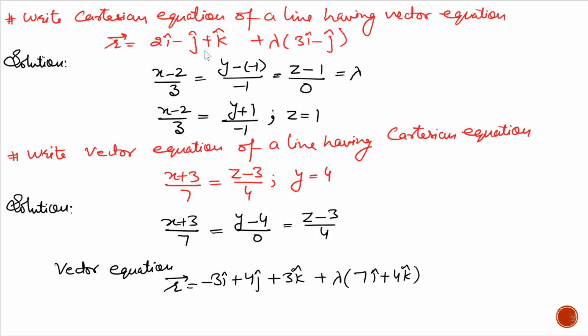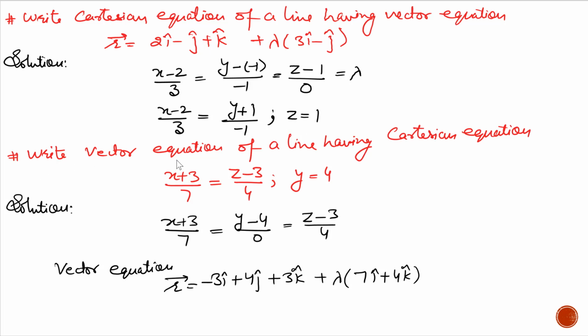Here x1, y1, z1 are 2, minus 1 and 1 and direction ratios a is 3, b is minus 1 and c is 0. So the equation of line is (x minus 2) upon 3 equal to (y minus 1)... upon minus 1 equal to (z minus 1) upon 0. Say it is lambda. So if we solve third point, we'll get z minus 1 equal to 0 and z equals to 1. So the equation of line is (x minus 2) upon 3 equal to (y plus 1) upon minus 1; z equals to 1.